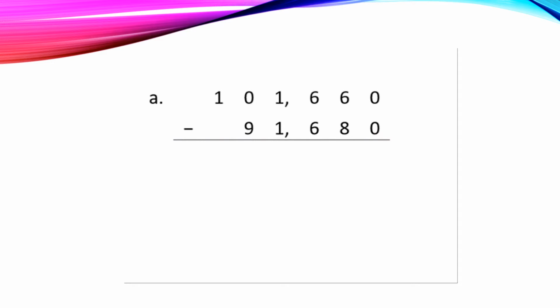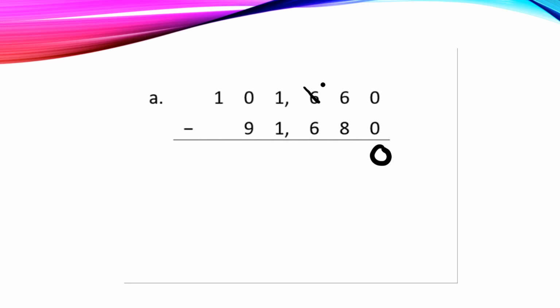Today we're going to subtract using the standard algorithm, which is just the normal way of doing math. So at this problem we have 101,660 minus 91,680. We start in the ones place. 0 minus 0 is 0. 6 minus 8, we can't do that, so we have to unbundle or we have to borrow.